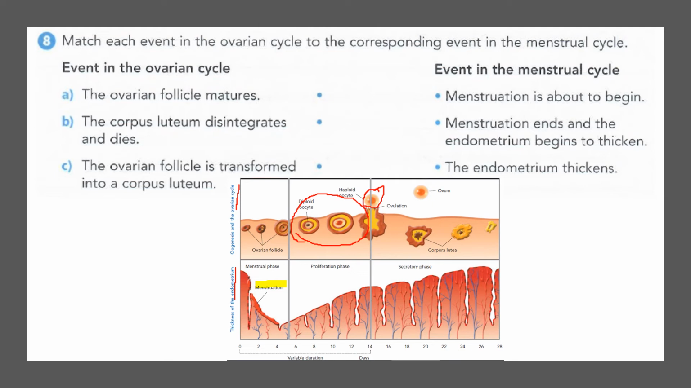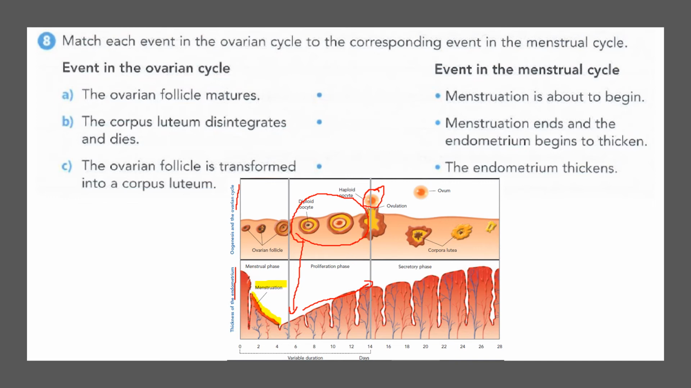Why is this going down? Because the endometrium is being lost. So the endometrium is getting thin. So is the ovarian follicle maturing the beginning of the menstruation? No, right? Because the menstruation is just before that. So it's not the first option. The ovarian follicle matures, the menstruation ends, and the endometrium begins to thin. So this starts when the menstruation ends, and the endometrium begins to thicken.